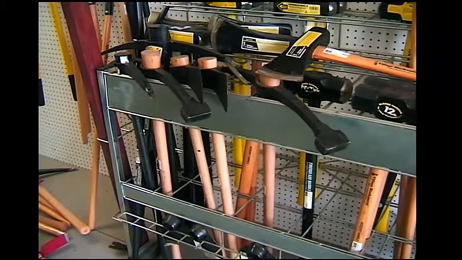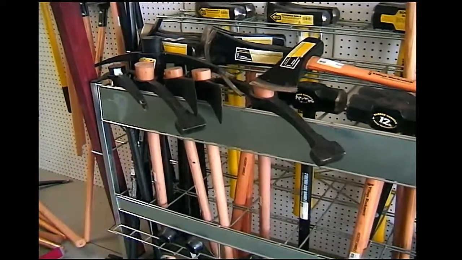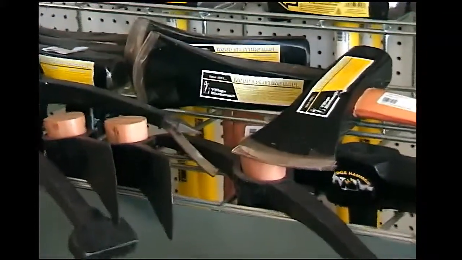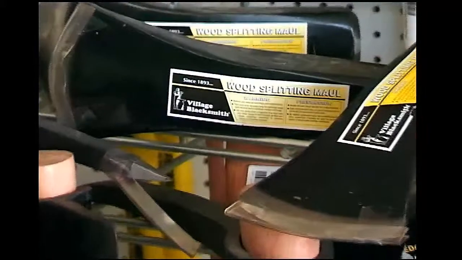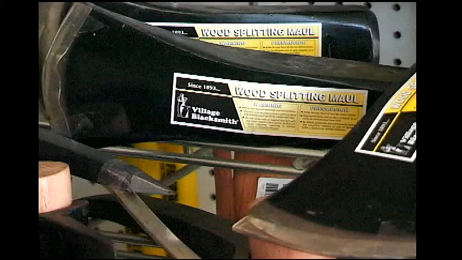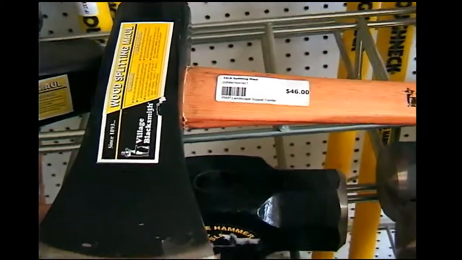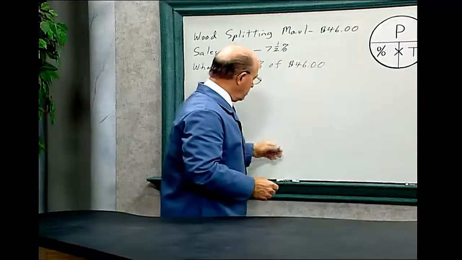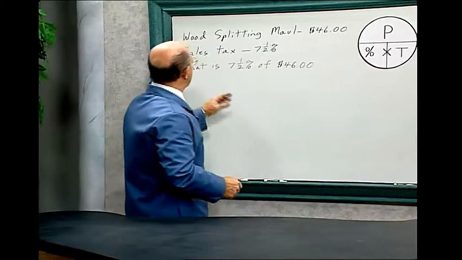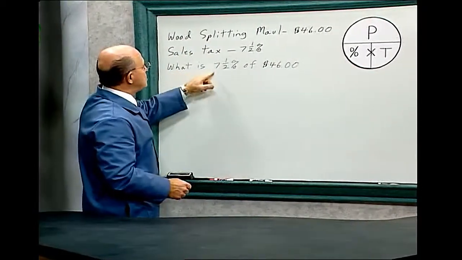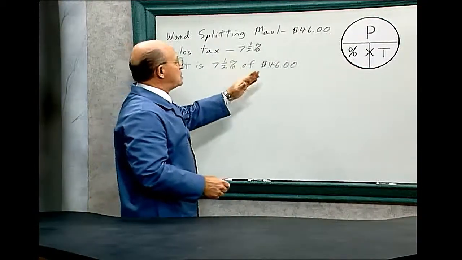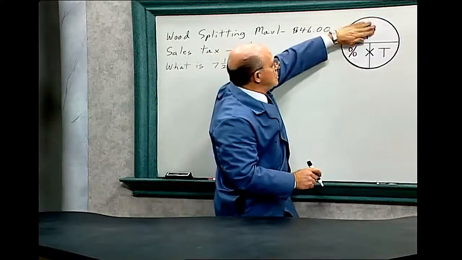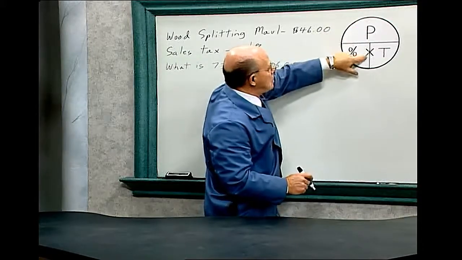In the hardware store, you see this wood splitting maul that you want to buy. It is a 12-pound splitting maul that sells for $46. If the sales tax is 7.5%, what is the total cost? Let's do this problem and use the percentage circle. We want to know what is 7.5% of $46. And so we want to know the part. So we do the percent times the total.